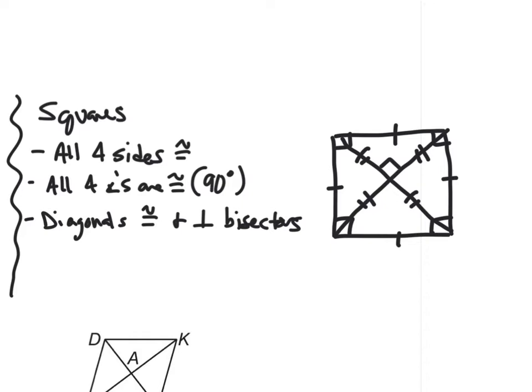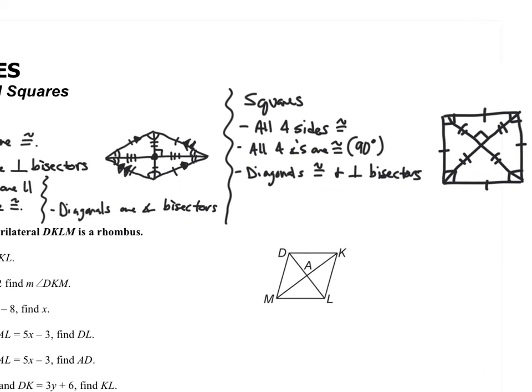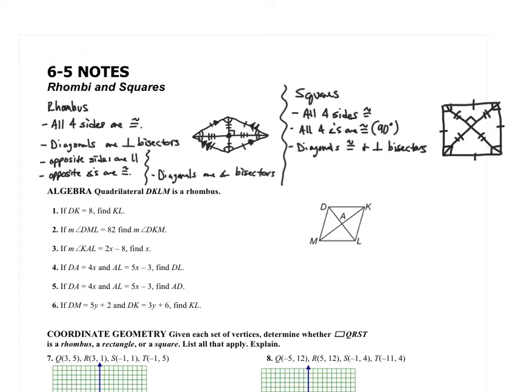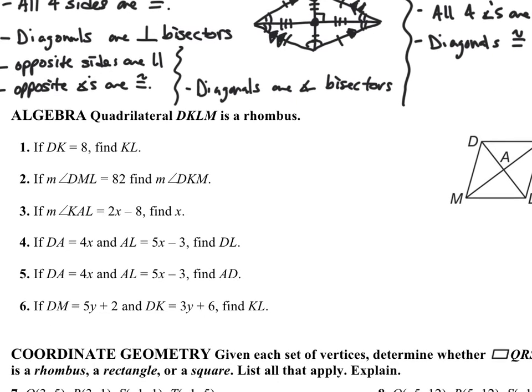So you just got some special cases here, some special things going on. Those are the two new shapes that we're learning about, and we will talk more in depth about how to distinguish what those are. So let's go ahead and take a look at number one.